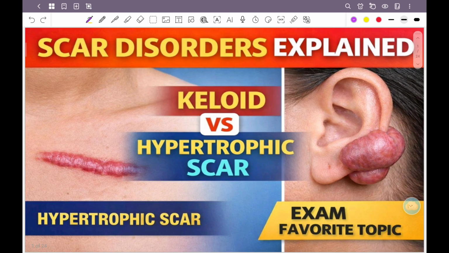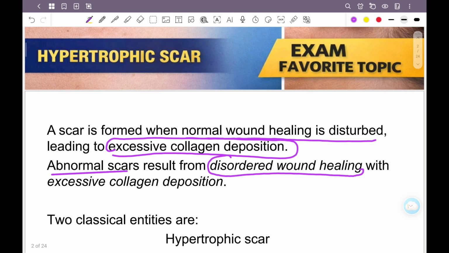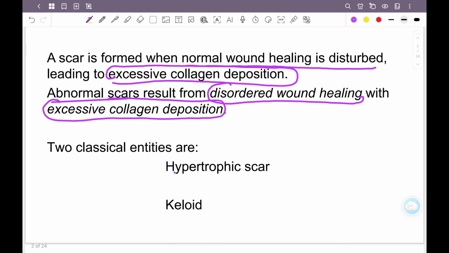So what is a scar? A scar is formed when normal wound healing is disturbed, leading to excessive collagen deposition. That is called the formation of a scar. It is an abnormal result from the disorder of wound healing with excessive collagen deposition. There are two important abnormal scars: the hypertrophic scar and the keloid.